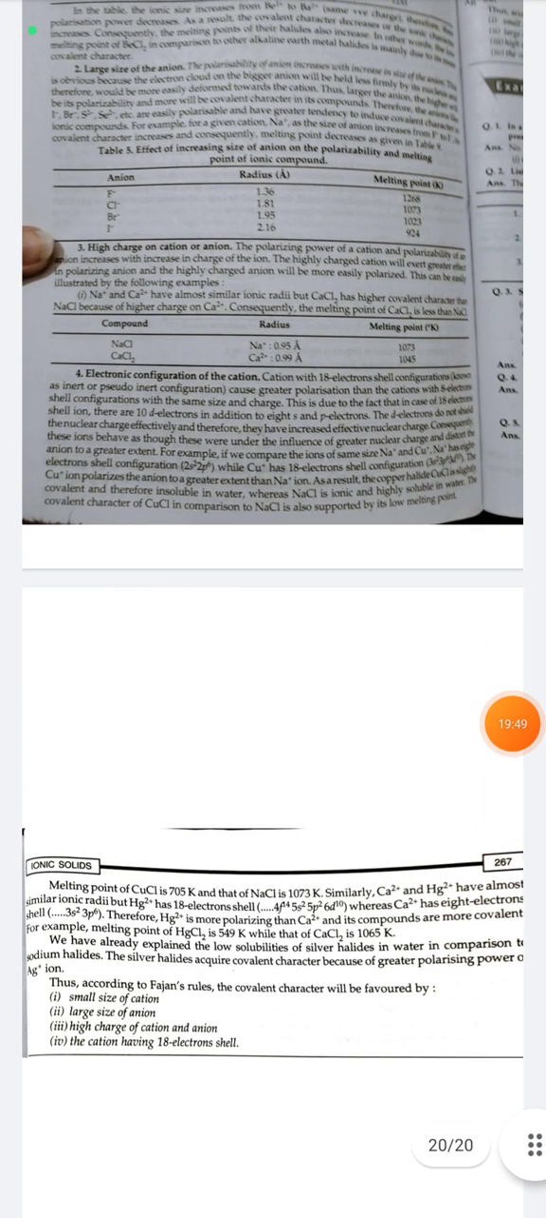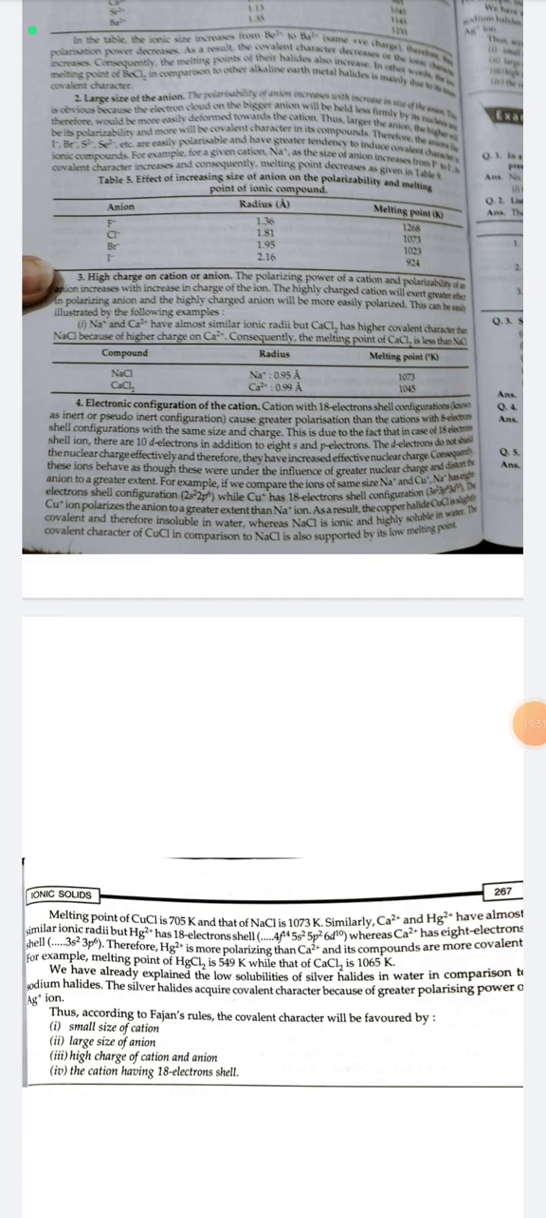The melting point of CuCl is 705 Kelvin, whereas that of NaCl is 1073 Kelvin. Similarly, Ca plus 2 and Hg plus 2 have almost similar ionic radii, but Hg plus 2 has an 18 electron shell, whereas Ca plus 2 has an 8 electron shell. Therefore, Hg plus 2 is more polarizing than Ca plus 2 and its compounds are more covalent. For example, the melting point of HgCl2 is 549 Kelvin, while that of CaCl2 is 1065 Kelvin.